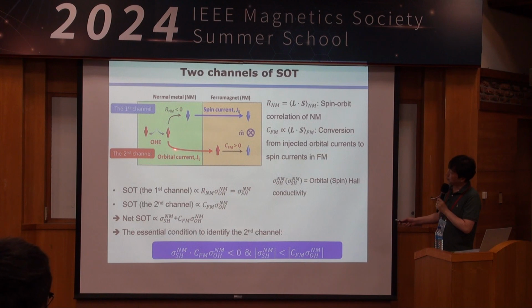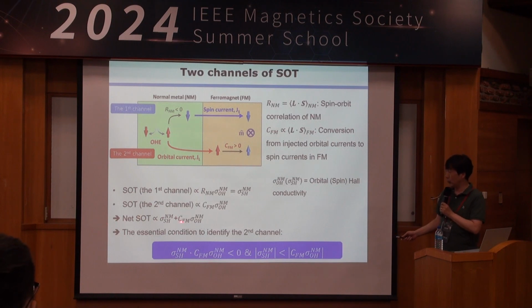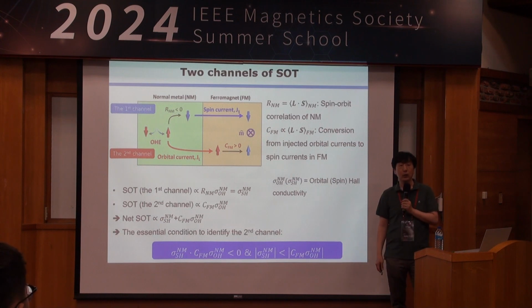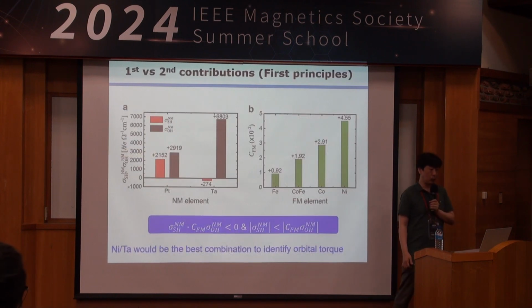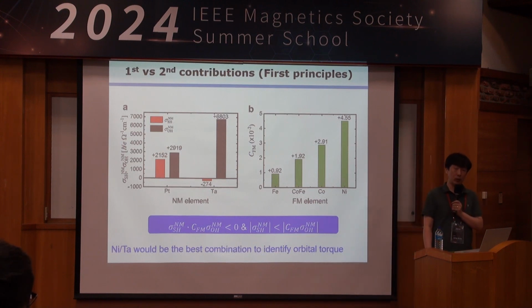But in the second channel, the orbital current is directly injected into the ferromagnet and converted to spin current through the spin orbit correlation C_FM of the ferromagnet, and exerts the torque. Its magnitude is given by C_FM, the spin orbit correlation of the ferromagnet, multiplied by the orbital Hall conductivity of the normal metal. And what you measure is the net spin orbit torque, the summation of these two. So if the second channel is larger in magnitude than the first one, and also has the opposite sign to that one, you may have an incorrect or abnormal sign of your net spin orbit torque. So we performed numerical calculations to find out which ferromagnet normal metal bilayer would give us the best opportunity to observe this effect.